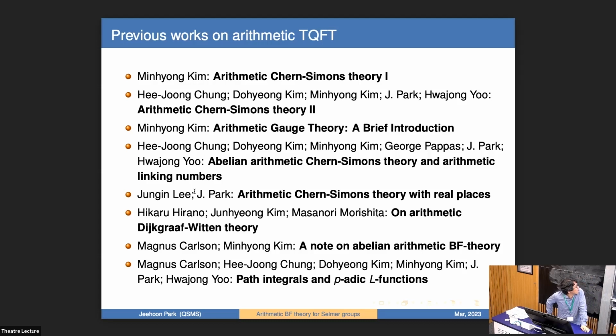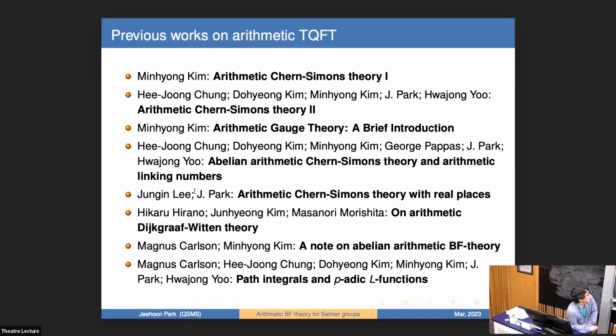And then the basic idea was that the partition function of this arithmetic Chern-Simons theory, arithmetic TQFT, should be related to the L-functions in number theory. That was the motto, I think. We tried to compute invariants like partition functions in arithmetic Chern-Simons theory, but couldn't find a very nice connection to L-functions. Later, Carlson and Minhyong came, and they realized that BF theories might be better for a connection to the L-functions in number theory.